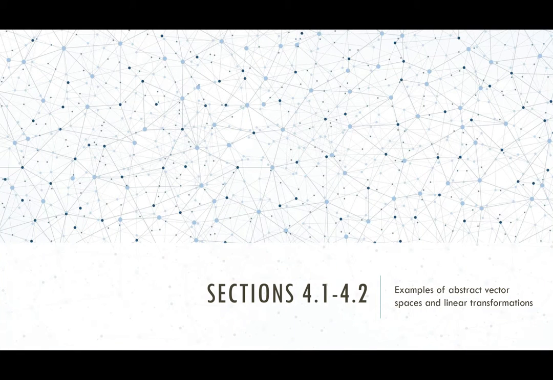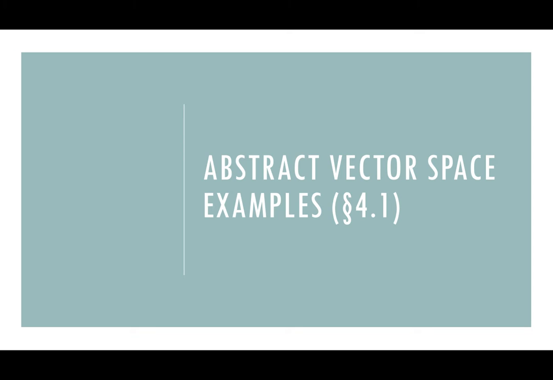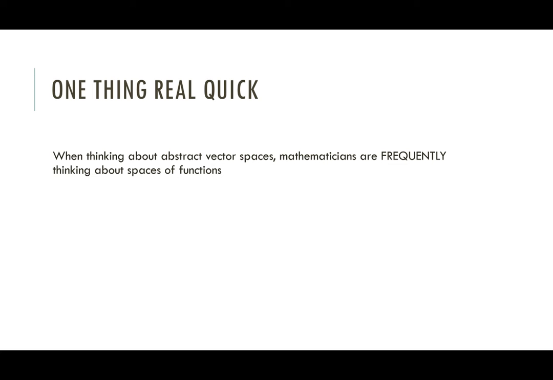Hello. In this video, we are going to cover a bunch of examples of abstract vector spaces and linear transformations from sections 4.1 and 4.2 of your textbook. And I just gotta say, I love this stuff. Let's jump in. So we're going to start with examples from section 4.1 of abstract vector spaces.